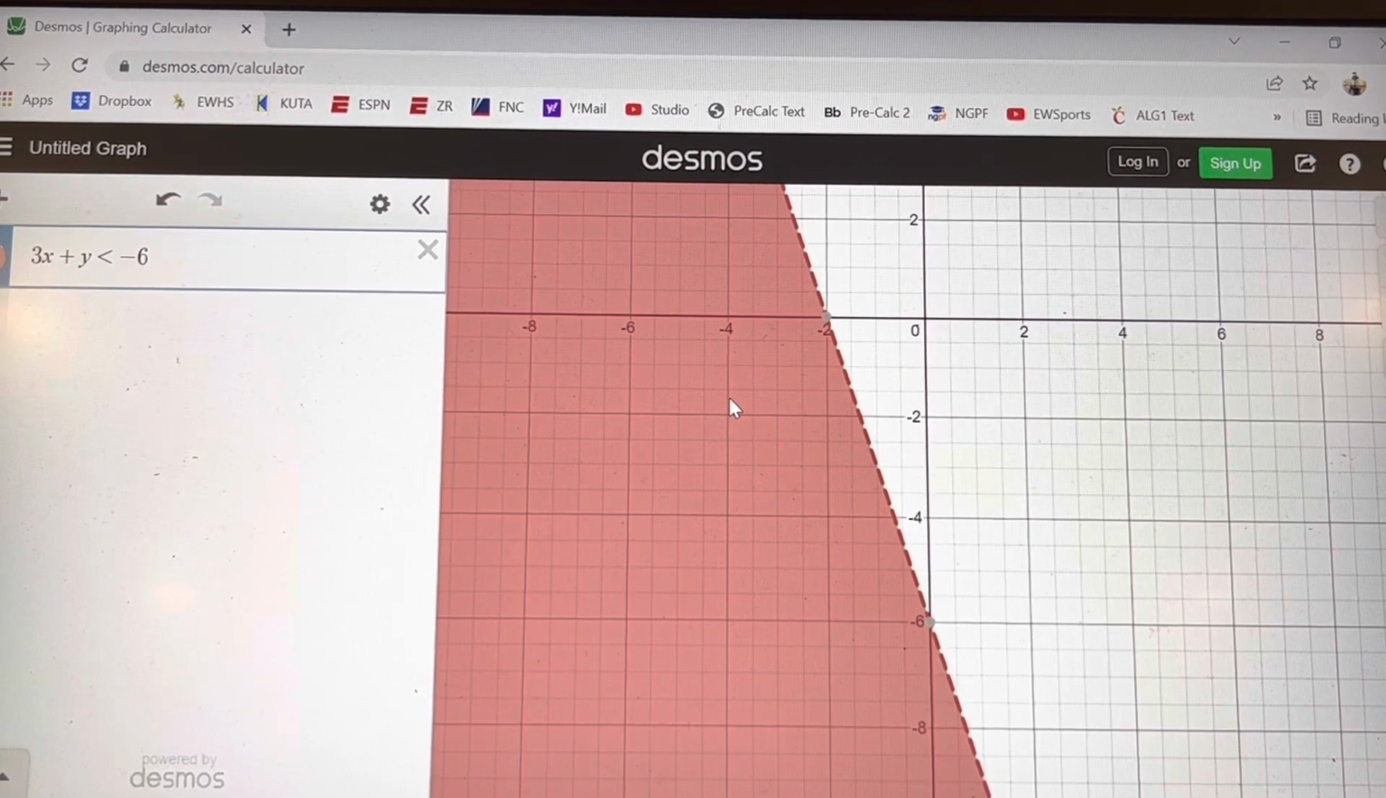Okay, so that's how you graph linear inequalities. And what this is going to lead into is we're going to do systems of linear inequalities, and we're going to use that to do something called linear programming, which I think is pretty fun. Okay, good job.